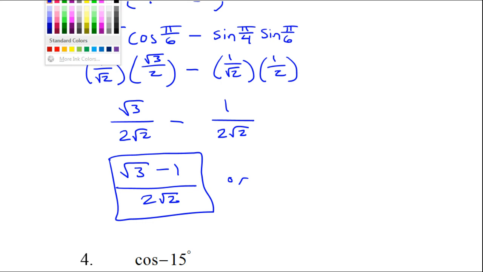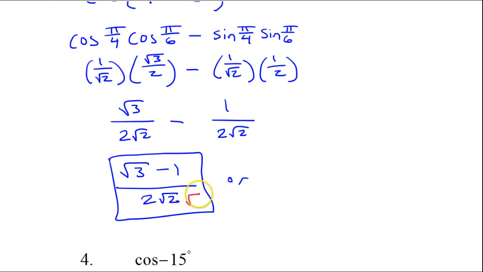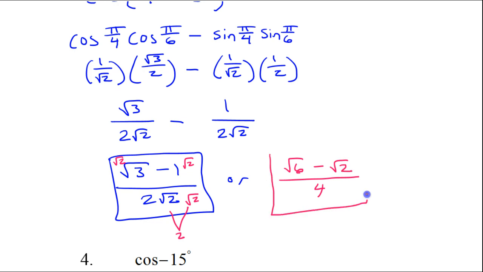You could also rationalize the denominator by multiplying everything by radical 2. Okay, if I do that, then in the denominator I'm going to get 4 again, because this is radical 2 times radical 2 is 2, 2 times 2 is 4. Radical 2 times radical 3 is radical 6, and of course 1 times radical 2 is radical 2. So this is another form of the answer where we have rationalized the denominator.